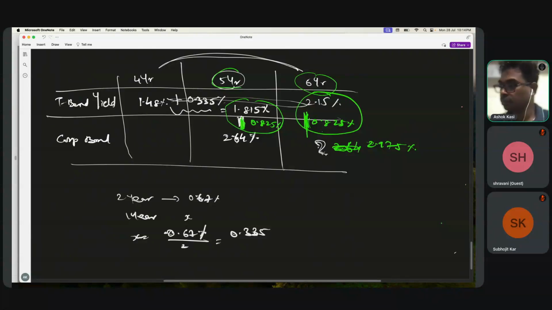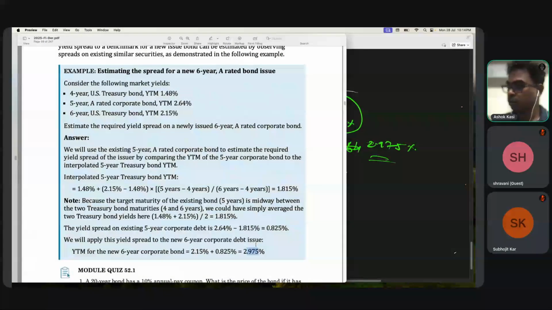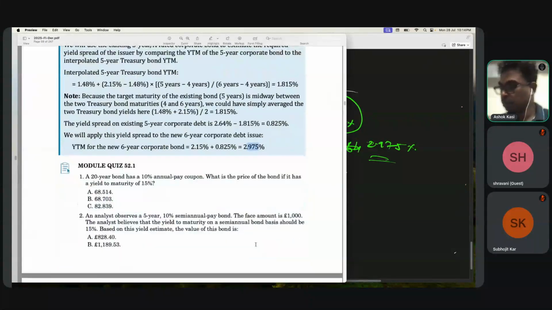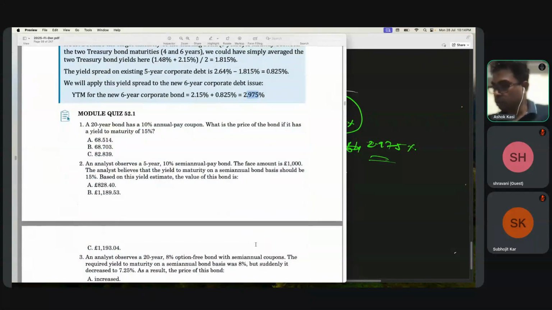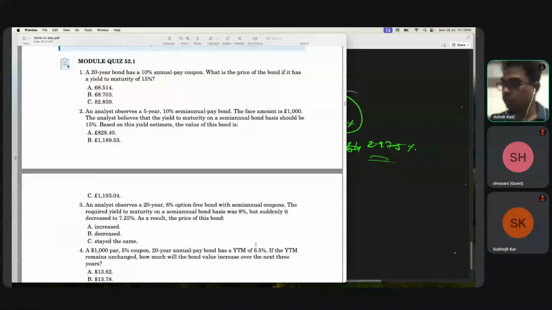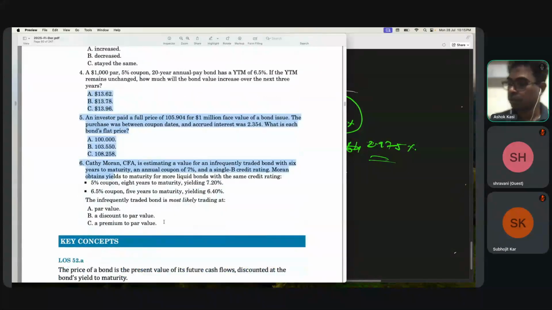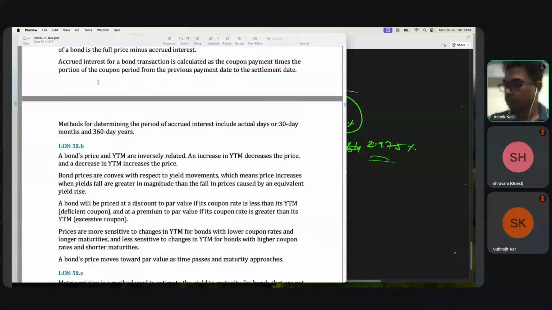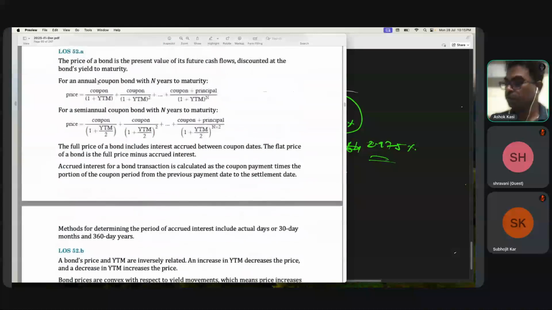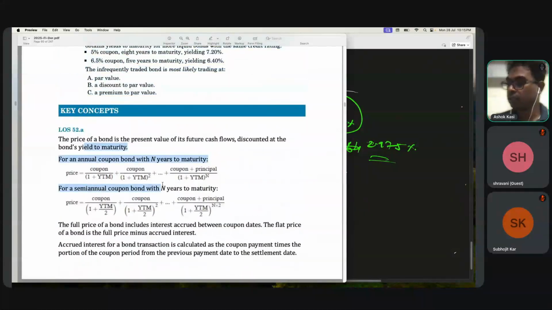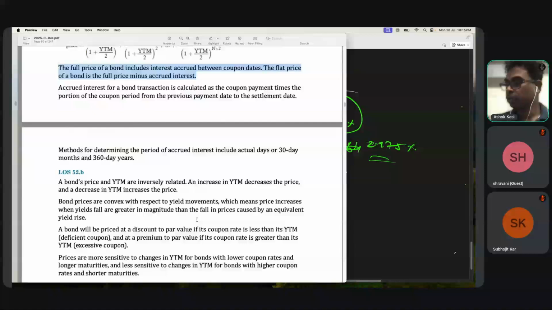Is it fine? Okay, 2.975. So what you do, you do this as homework, and let me know in case you face any problem. All this is in the module quiz. And when you practice all this, after that always read the key concepts also. It is good. Okay, key concepts.